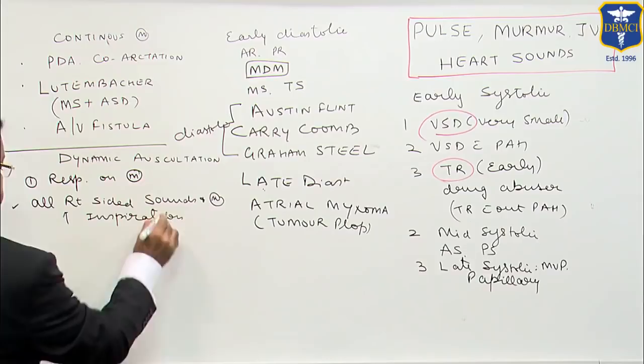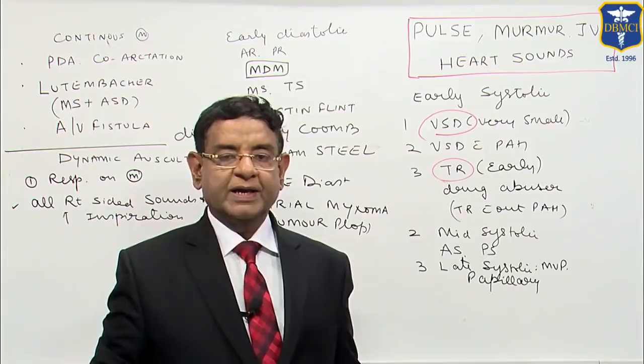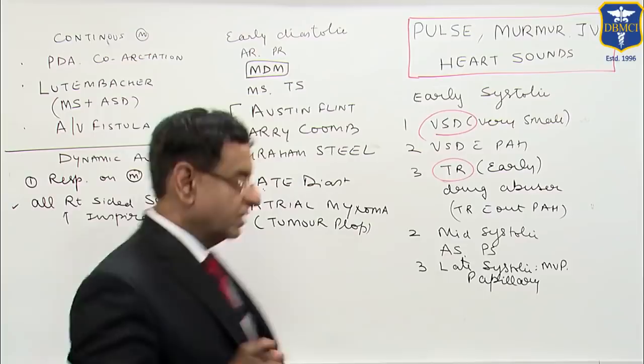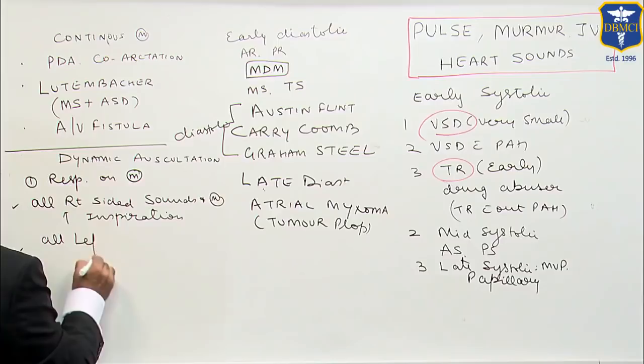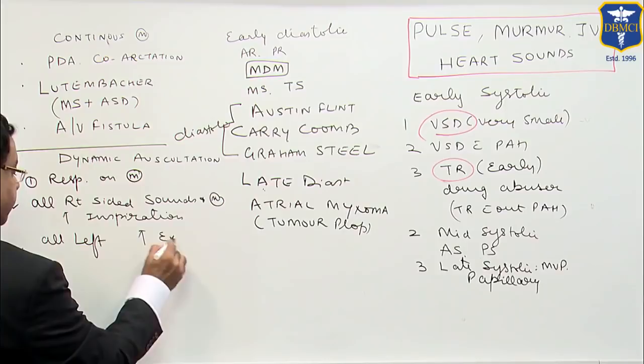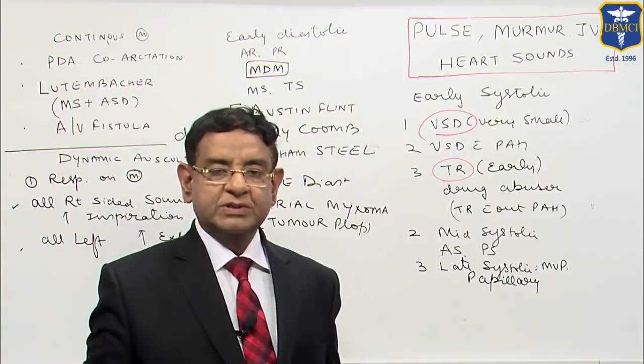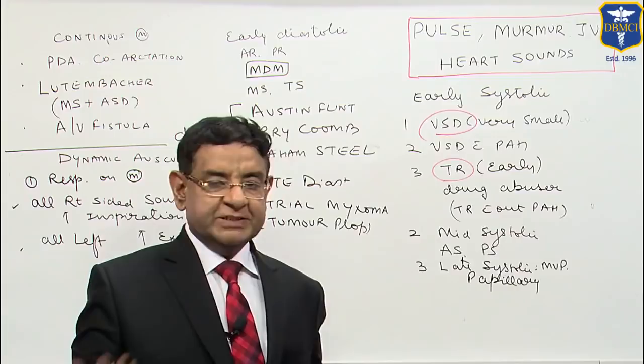Now we ask the patient to exhale. He exhales the whole air and stops. That means he has done full expiration. All left-sided sounds and murmurs increase on expiration. So, we can do some physiological maneuvers. What we learn: all right-sided on inspiration, all left on expiration, but there is an exception.